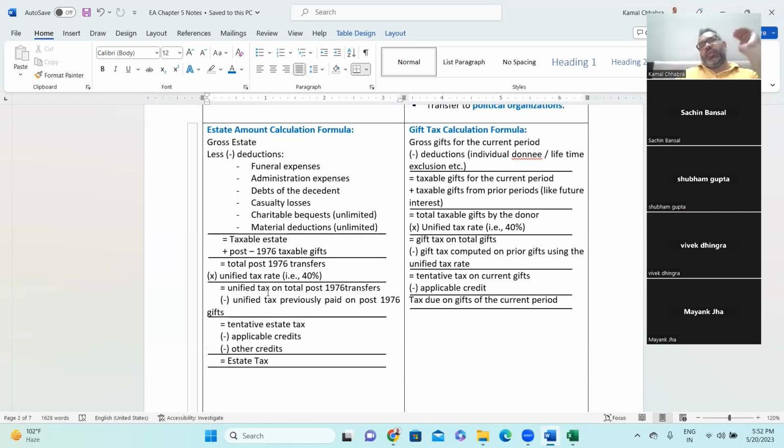But normally your gross estate minus all these deductions is your taxable estate, multiplied by 40%, that is your tax payable, minus any taxes you have already paid or any tax credit, then it will be the remaining estate tax payable. So that is something you need to pay. Make sense?